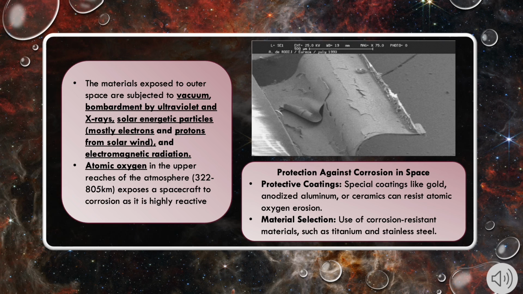One significant factor is atomic oxygen, found in the upper reaches of Earth's atmosphere between 322 to 805 kilometers. Atomic oxygen is highly reactive and can cause significant erosion to the spacecraft materials. This is why engineers have to carefully design materials and coatings for space missions. For protection, we use special coatings like gold, anodized aluminum, and ceramics, which are resistant to atomic oxygen.